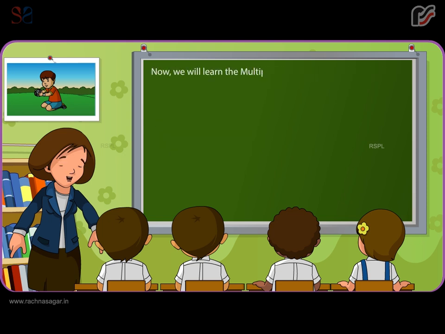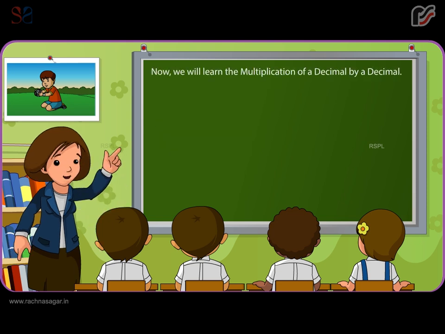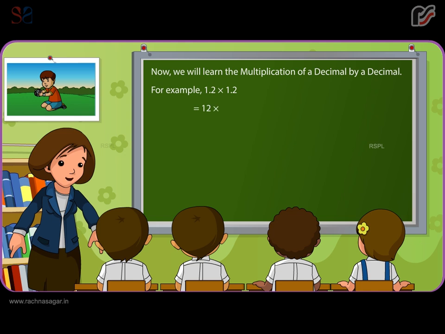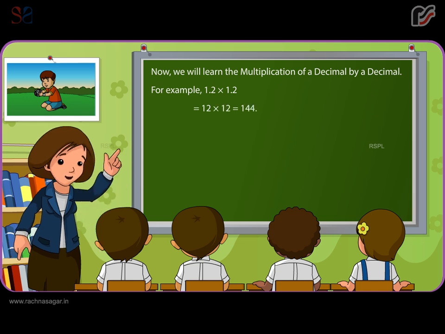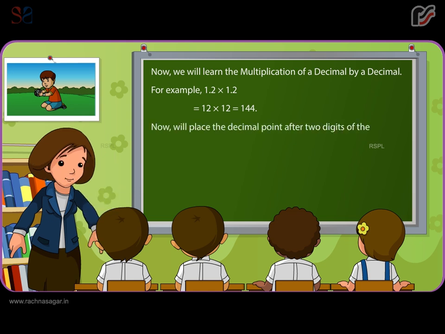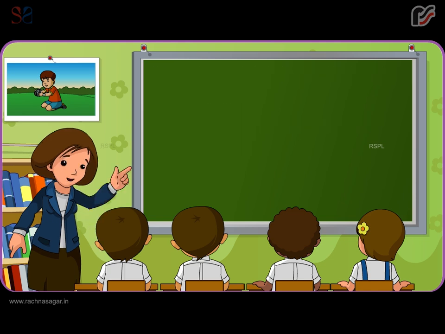Now we will learn the multiplication of a decimal by a decimal. For example, 1.2 multiplied by 1.2 is equal to 12 multiplied by 12 is equal to 144. Now we will place the decimal after two digits of the product from right, that is 1.44.